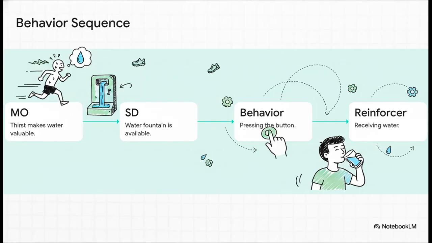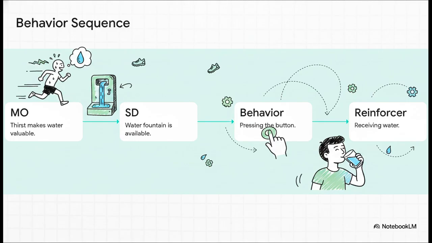Let's actually walk through this chronologically step by step. Step 1, your MO. You've been out for a long run, so your thirst makes water incredibly valuable to you. Step 2, the SD. You turn the corner and, boom, you see a working, functioning water fountain. It's signaling availability. Step 3, the behavior. Because you want it and you see it's available, you go ahead and press the button. Step 4, the reinforcer, you get the water.